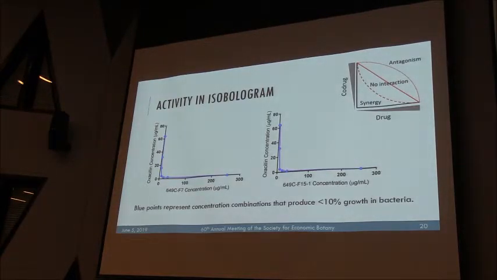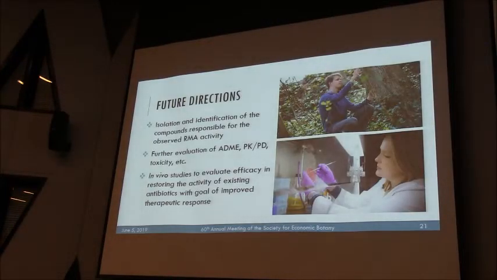You can see this very clearly with this isobologram showing that we've got really, really potent activity. In our future directions, we're going to be looking more and more to try and understand which compounds are responsible. But I'm also very interested in understanding what other compounds in the plant might also have some antibacterial properties. Because we're combining it with another existing antibiotic, there might be some other activities at play. There's still a lot to explore here.